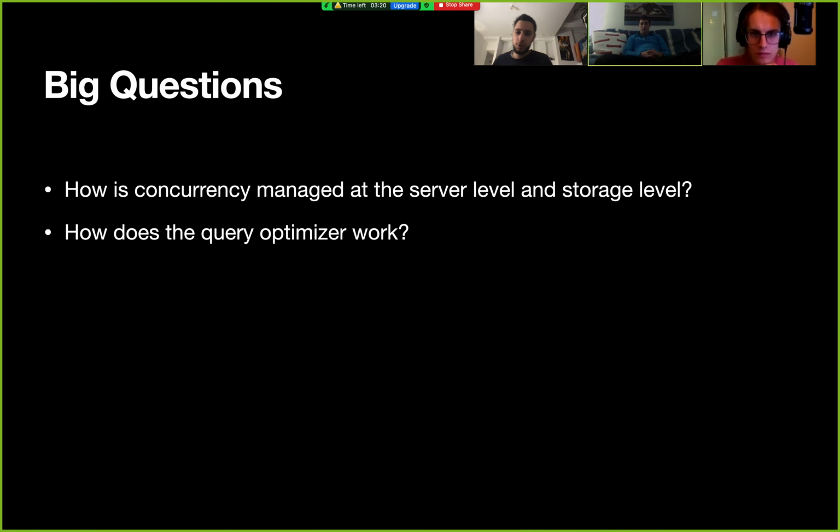Okay, so some big questions you can get from this. One big question would be, how is concurrency managed at the server level and storage level? You have multiple connections coming in at the first layer, so this is one part of concurrency. But then at the storage level, you can also have these connections accessing the storage engine at the same time. And so this is very complex stuff. How does the query optimizer work? It's a crazy question. If you want to really throw a curveball at someone, you just ask them how the query optimizer works, and they're going to be talking for weeks.